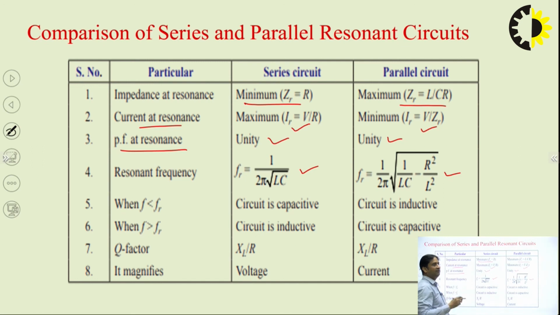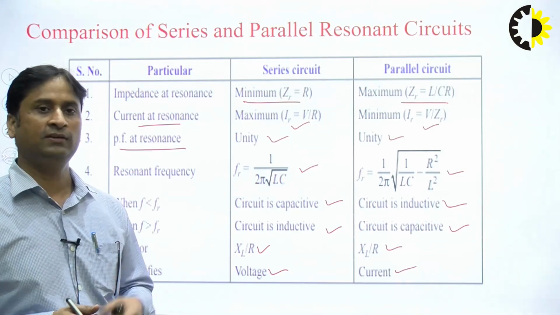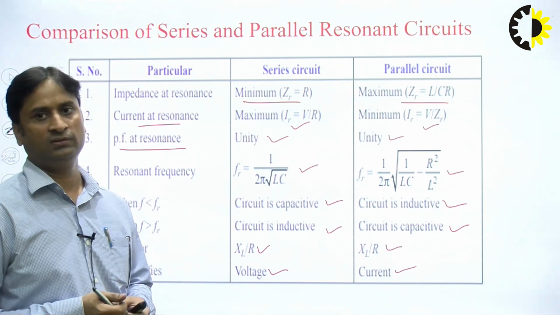When the frequency is less than FR, that is the resonance frequency, the circuit is capacitive. Here the circuit is inductive. When the frequency is greater than the resonance frequency, the circuit is inductive, while in case of parallel it is capacitive. Q factor is given by this, Q factor is given by this. It magnifies voltage, it magnifies current. So these are some differences or the comparison between series and parallel resonance actually. So this is basically all about some basics or some introduction of the resonance, series resonance and parallel resonance. Okay, thank you so much.